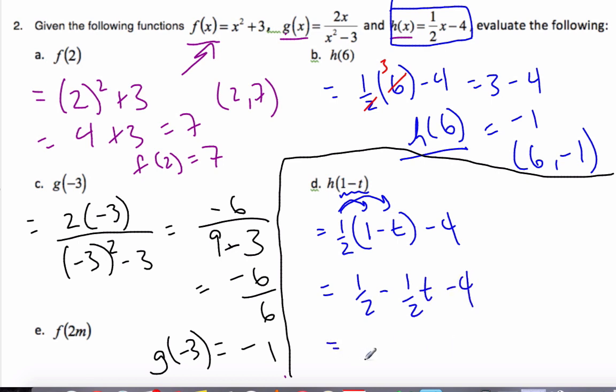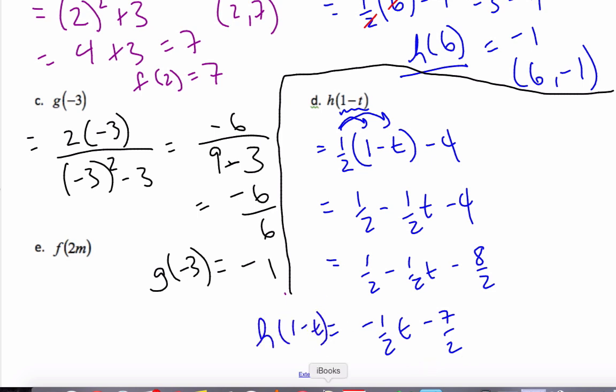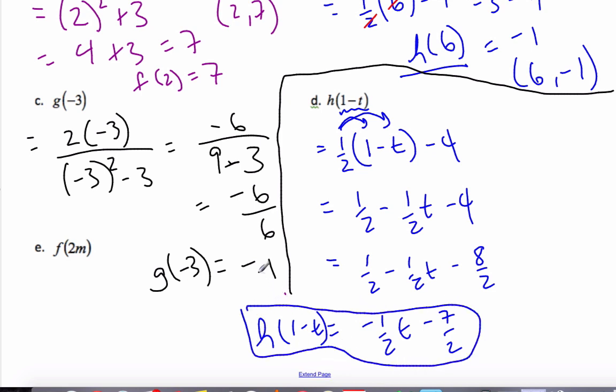And we can simplify that one more. We have like terms here. So if I go through all my math steps with my fractions, I go 1/2 minus 1/2 t. My denominator, I'm going to make this 8 over 2. 2 is my denominator. And then negative 1/2 t, I like to put that up front. 1/2 minus 8 halves is negative 7 halves. And this is the value of h at 1 minus t. That was pretty fun. Not too bad. I like that one.